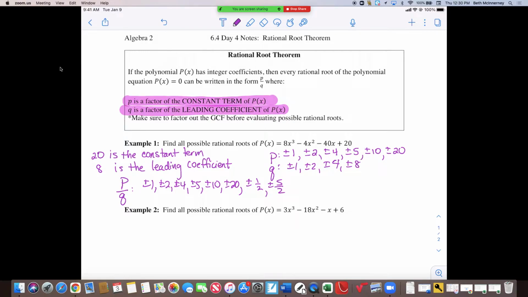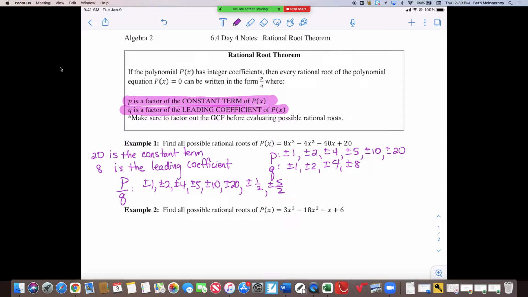Oops. Oh, there it is. How about 10 over 2? Do we have that one? What is 10 over 2? 5. Yeah, we have that one. And how about 20 over 2? Yeah, we've got that.